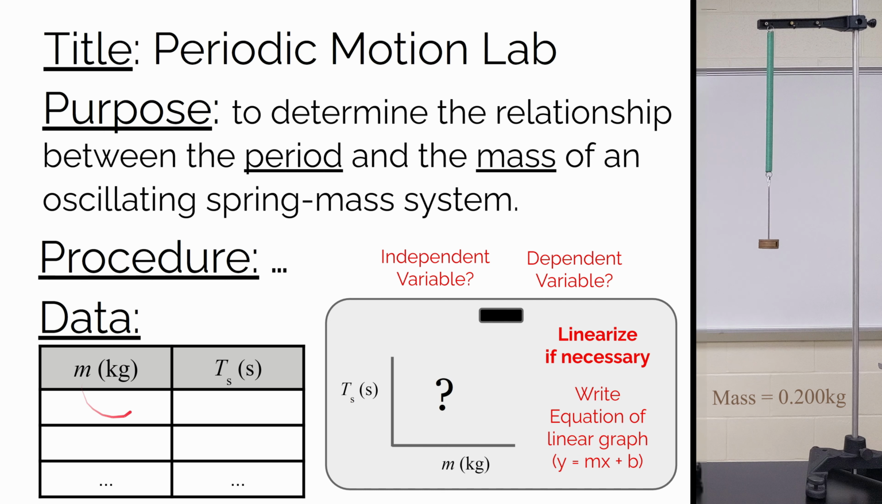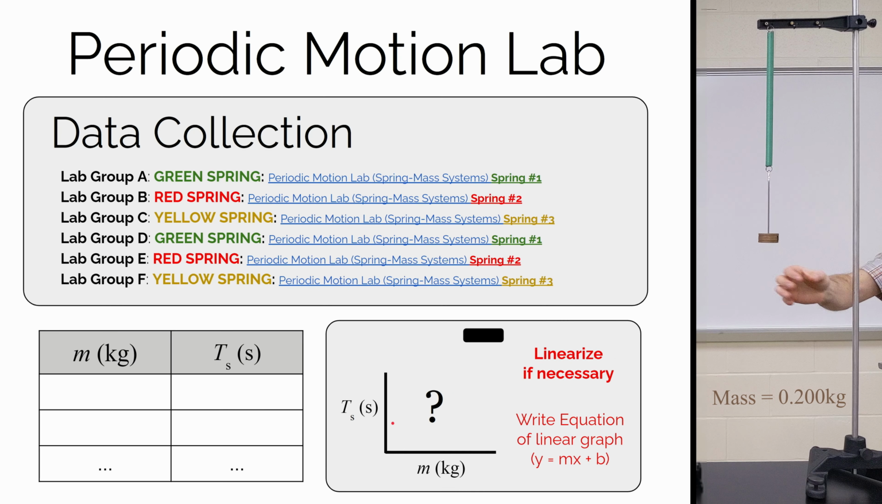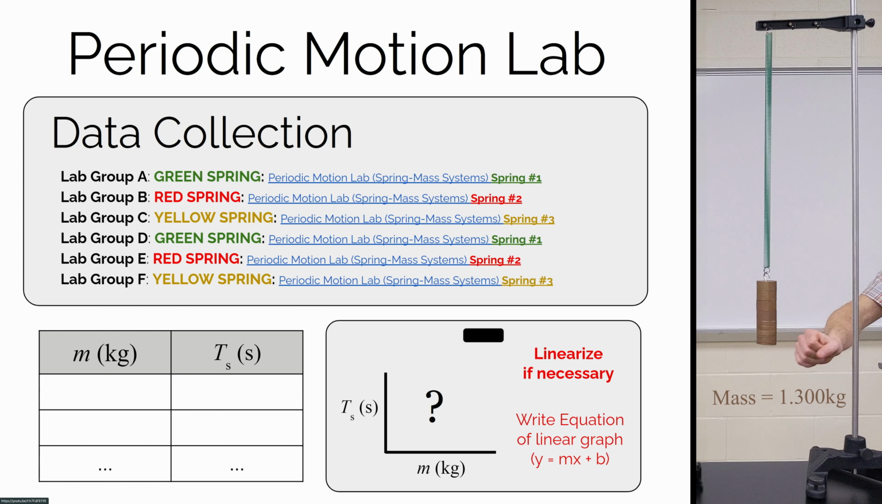So students changed the mass of their spring mass system and measured the period in seconds. And to answer the question of how mass affects the period, they graphed mass on the x-axis and period on the y-axis. In the experiment, we had different groups use different color springs, which all had different spring constants. And so let me show you some of the results that we found and talk about some of the conclusions we reached together when looking at those results.